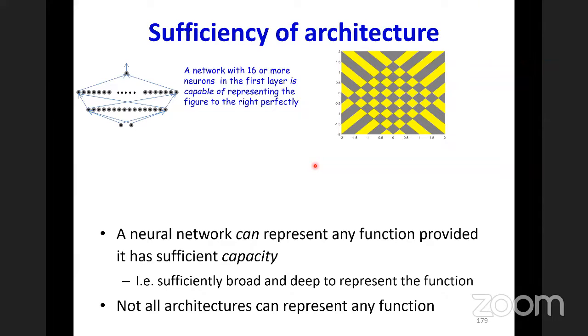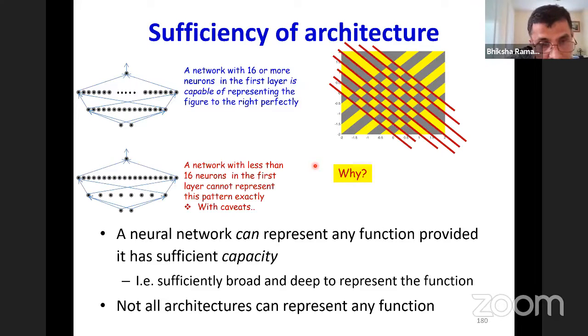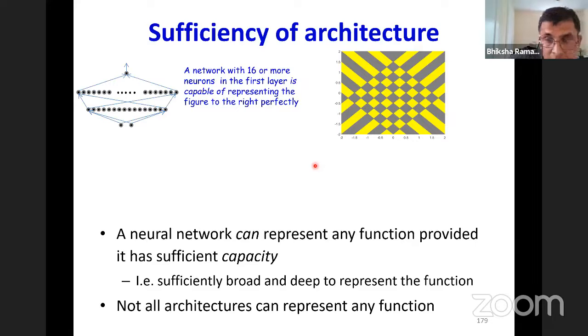Right. So a network can represent this function, but it needs sufficient capacity. It needs to be sufficiently broad and sufficiently deep. Otherwise, it cannot represent this function. To explain, let's say we know that we can model this with 2 layers, with 16 neurons in the first layer and 40 neurons in the second layer.